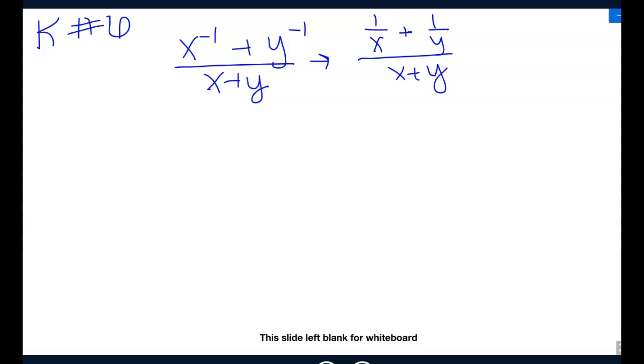What do you know about adding fractions? What do you need? In order to add fractions, what do I need? Same denominator. Thank you, Miss Mel. So I need a common denominator. That means this fraction here needs a y. This fraction here needs x. So in order to get that, you got to multiply by y over y and x over x.